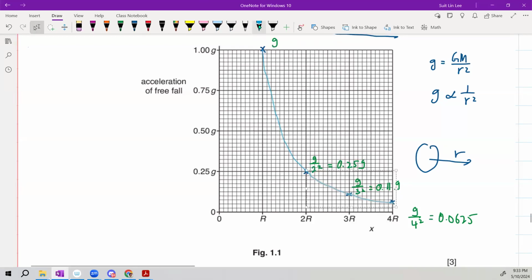Okay, 3 marks. If they want you to draw inside the planet surface, this question has not required you to. It looks like this: a straight line passing through the origin. You can refer to, I think, the Winter 2023 Paper 4. Not sure whether it's 4.1 or 4.2. They have this graph.